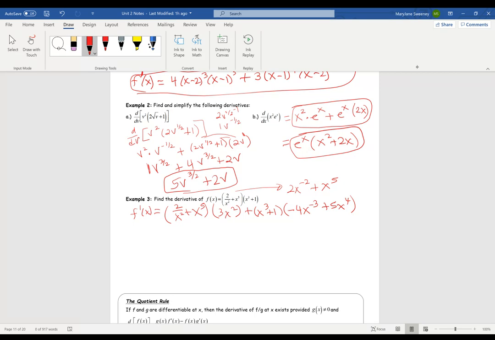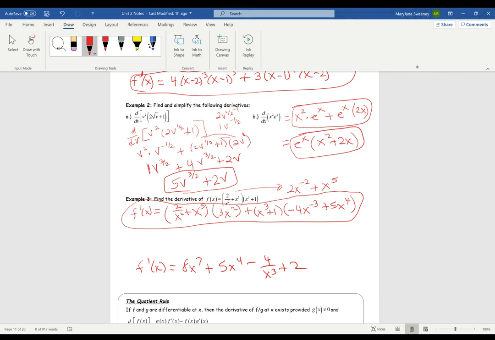And, technically, you could just leave all of this, or you could distribute through. I'll just say if you distribute through, you can try that yourself, but this is what you would get, all cleaned up.